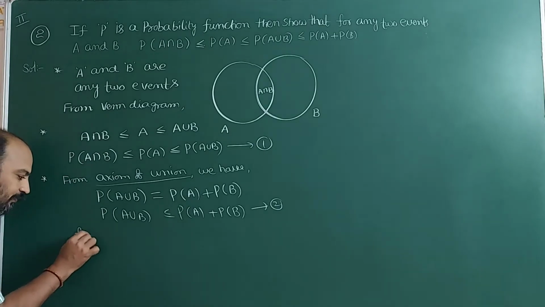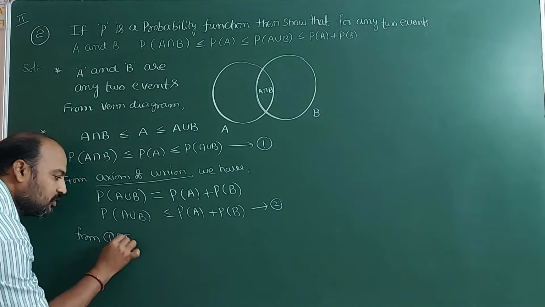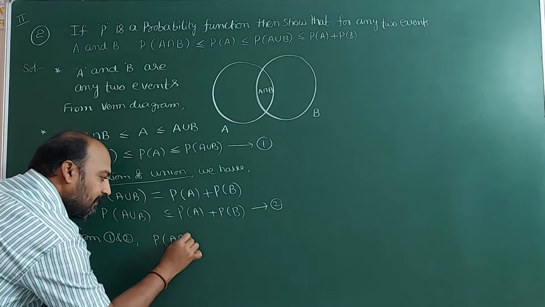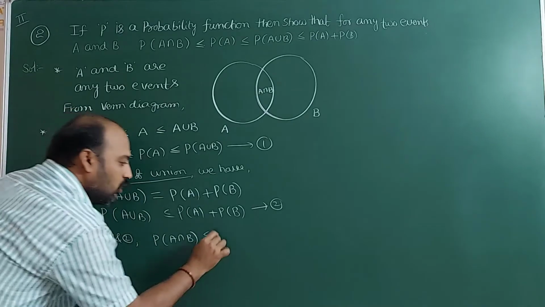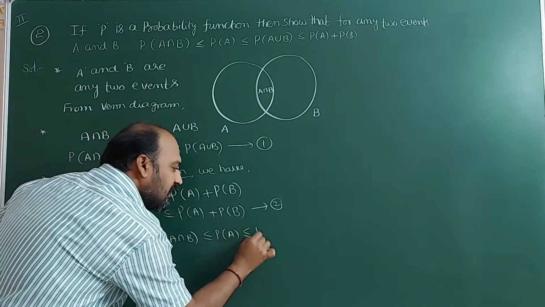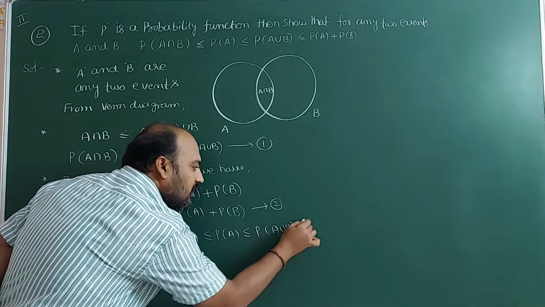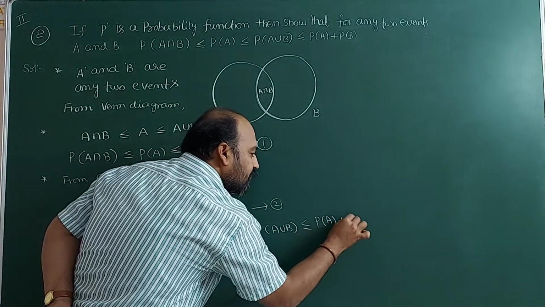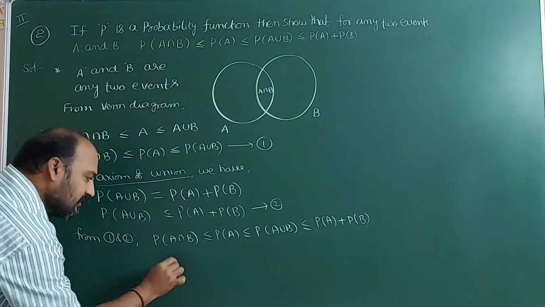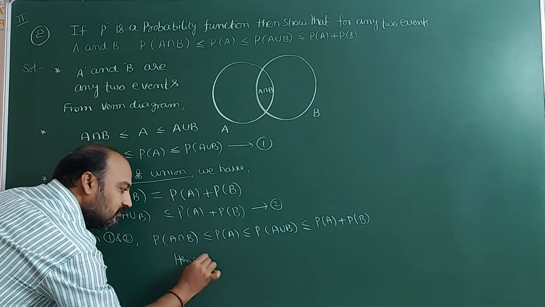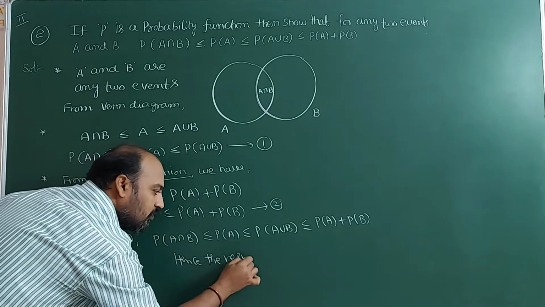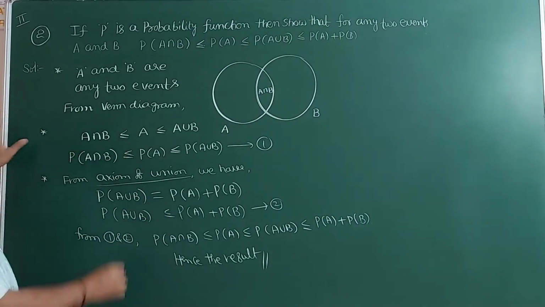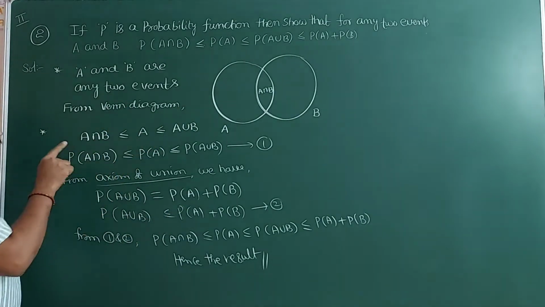From 1 and 2, P of A intersection B is less than or equal to P of A, which is less than or equal to P of A union B, which is also less than or equal to P of A plus P of B. Hence, the result. What they asked us to prove, we got it now, only from set theory and the probability function.